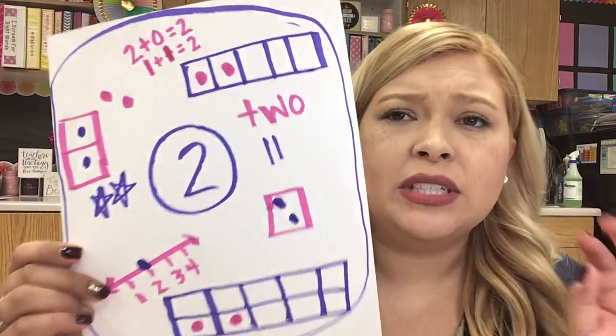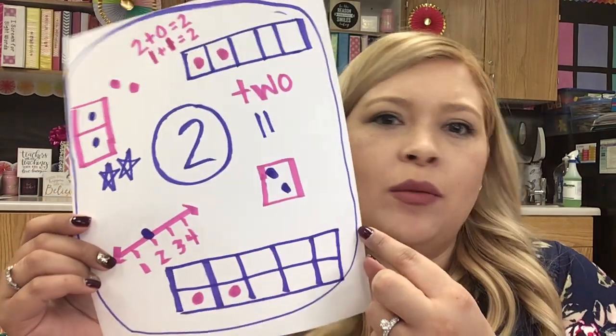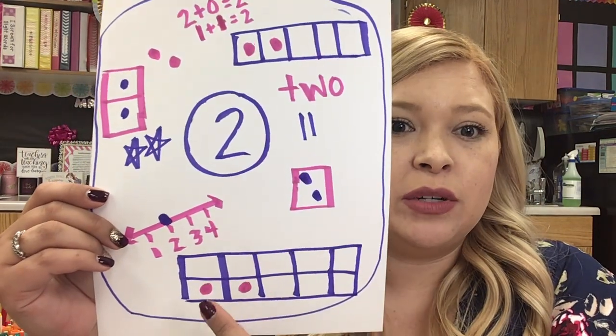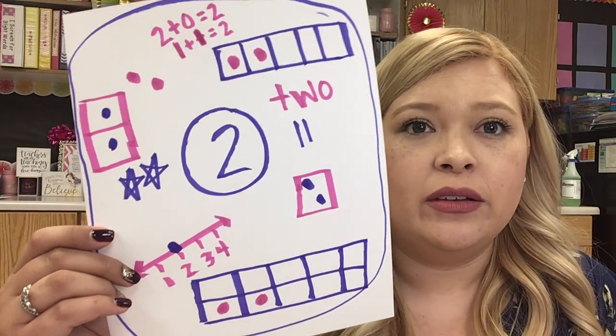Okay, so these are different ways that we can show the number 2. On your Seesaw assignment, if it has a 10 frame, you don't have to fill all the boxes unless the number is 10. If the number is 2, we just want 2 dots. 1, 2, one dot in each box, just like that.